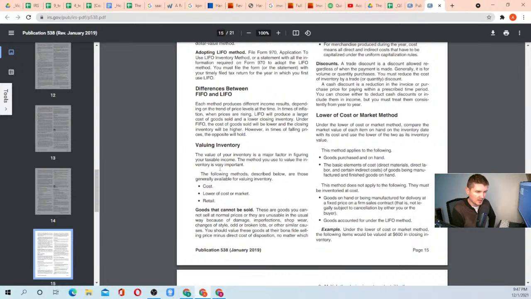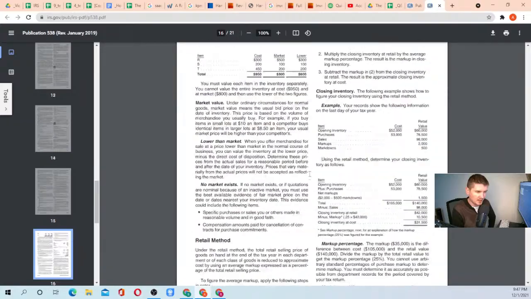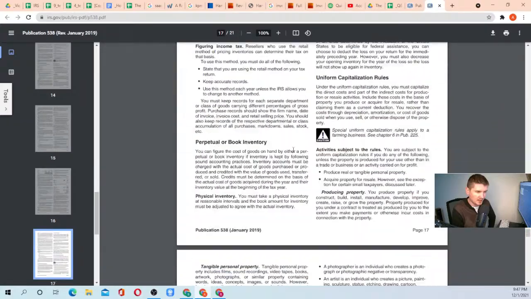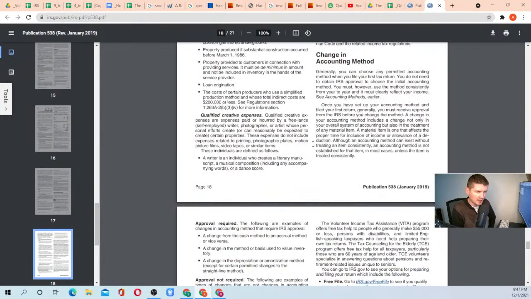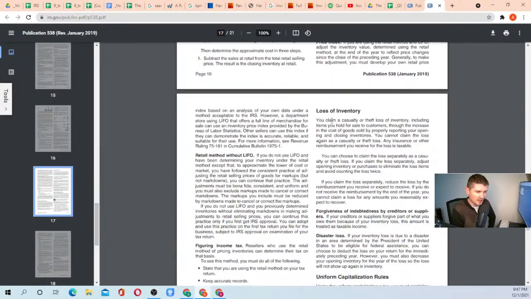So that's good to know, that if you do a year-end inventory count, you can determine which items you cannot sell at profit, which items lost value, and you can write down those items. Number 2, let's see, loss of inventory.